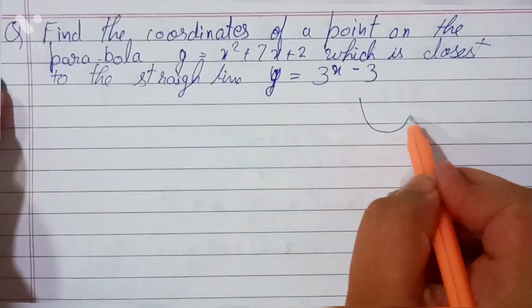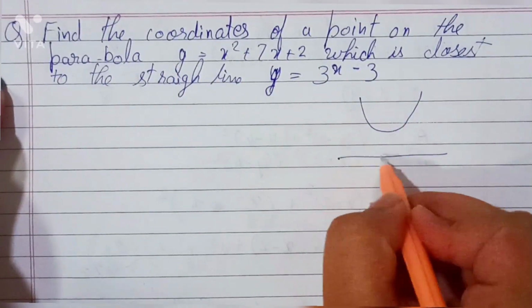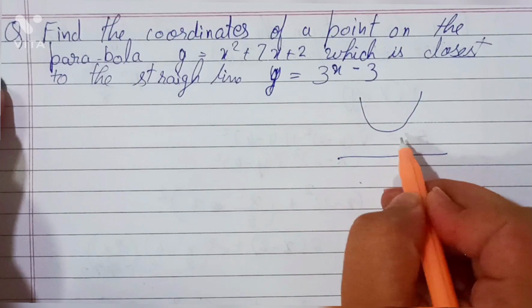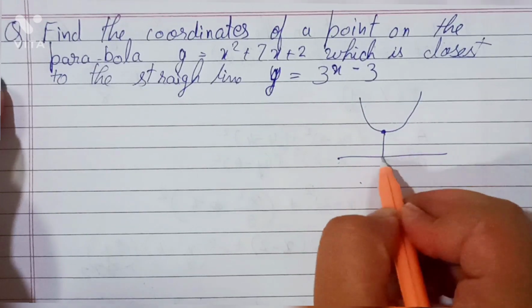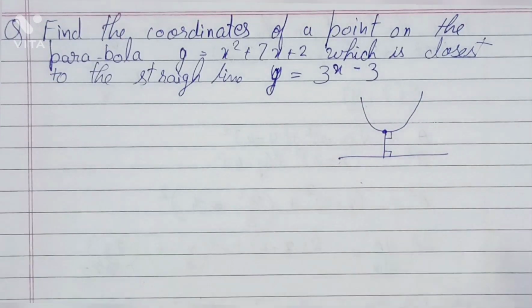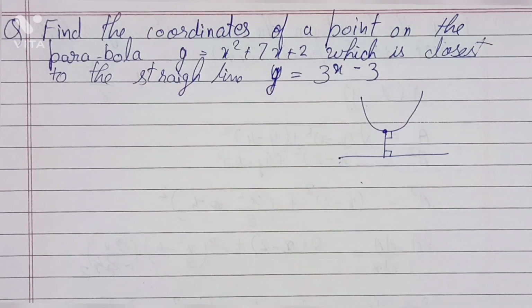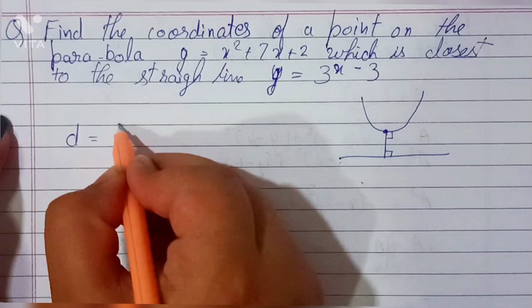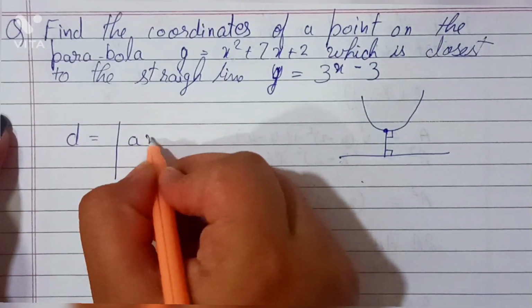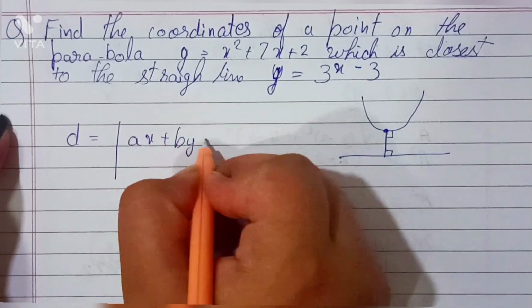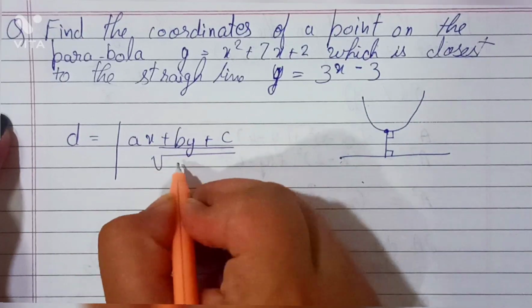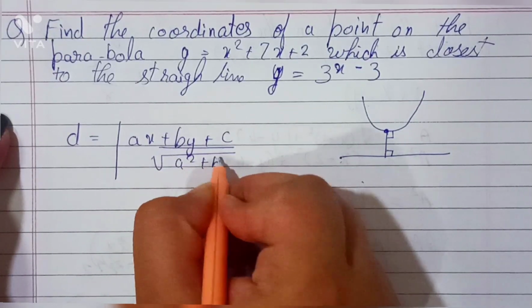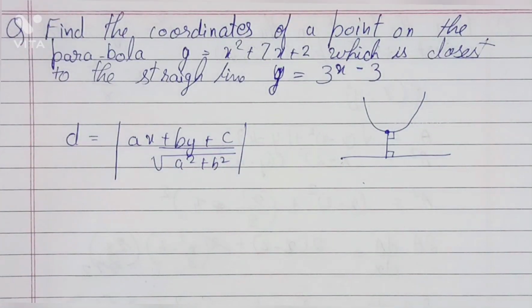Right. If we consider that this is a parabola and this is a line, we are given equations of both. So we need to find shortest distance between them, and they both will be perpendicular. Shortest distance will have perpendicular. So we know formula. D is equals to ax plus by plus c upon under root of a square plus b square. So this is the formula.